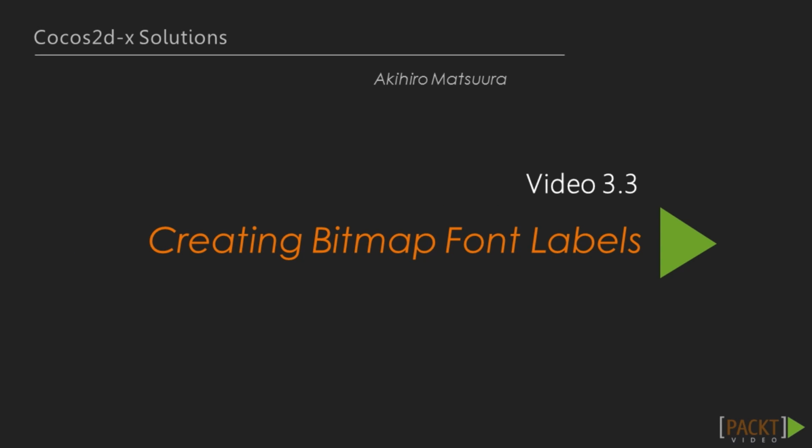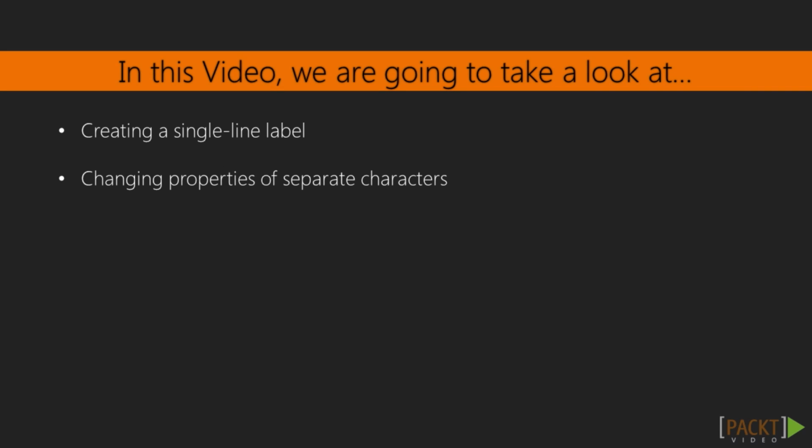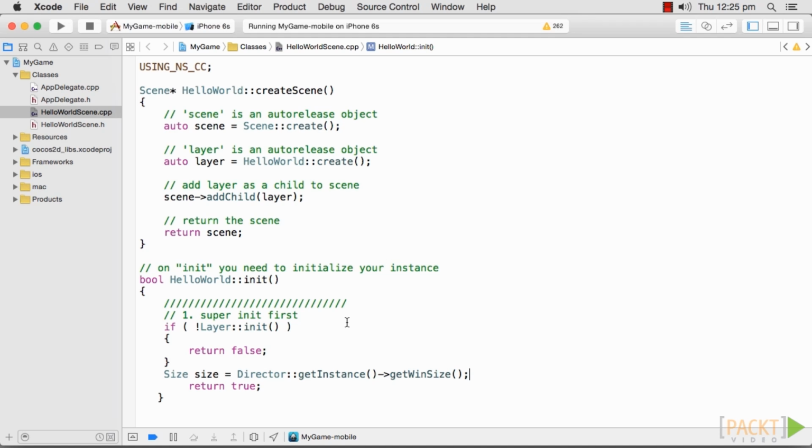Previously, we created labels using TrueType fonts. In this video, we are going to take a look at bitmap font labels. Specifically, we'll create a single-line label and then see how we can change the properties of separate characters of this label. Bitmap fonts are fonts that you can install into your project. A bitmap font is essentially an image file that contains a bunch of characters and a control file that details the size and location of each character within the image. If you use bitmap fonts in your game, you can see that the bitmap fonts will be the same size on all devices.